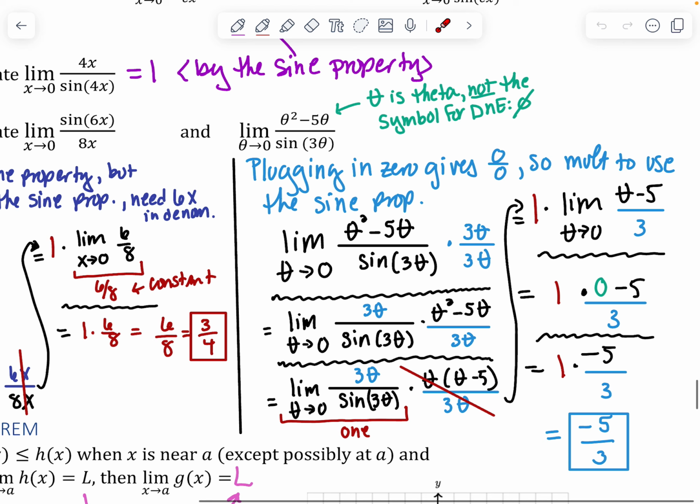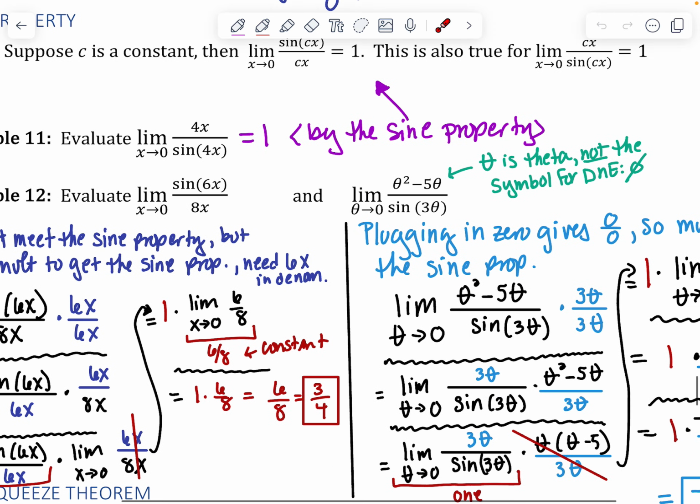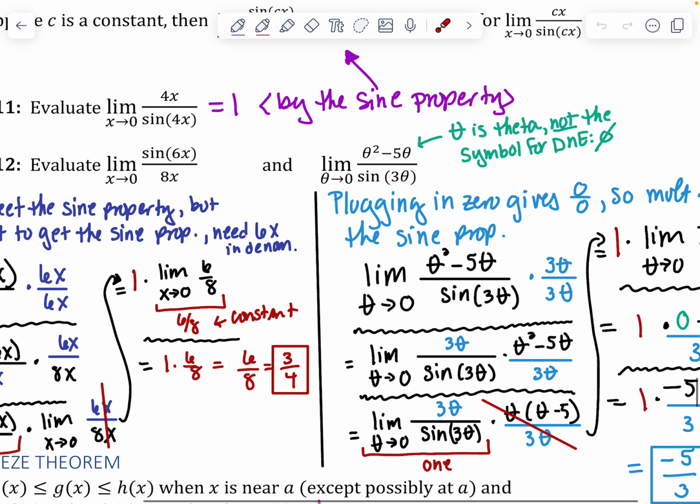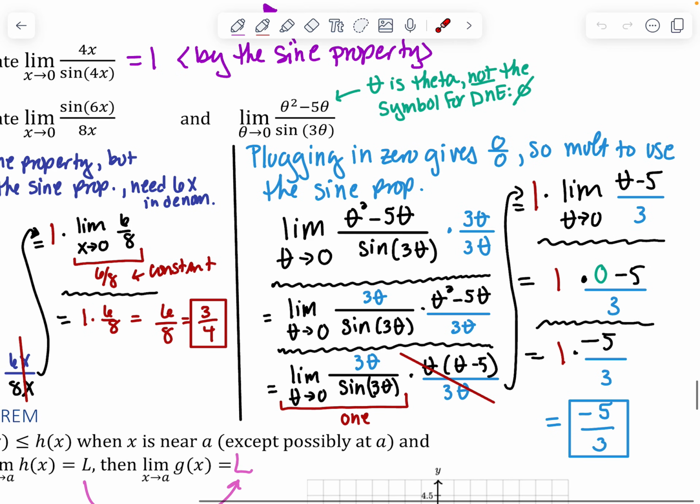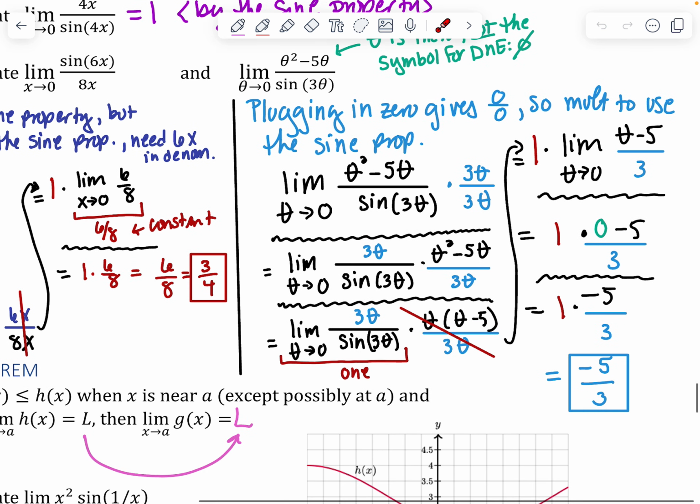This next example over to the side, you're asked as theta goes to 0. The sine property is referencing an input value or an input symbol, a variable. And in this case, it happens to be theta. Hopefully you know that it's theta and not the does-not-exist symbol. If I were to plug a 0 in, I'd have 0 squared minus 5 times 0. 0 minus 0 is 0. And this would give me the sine of 0, which is 0. So it meets the indeterminate rule, and I need to use the sine property.